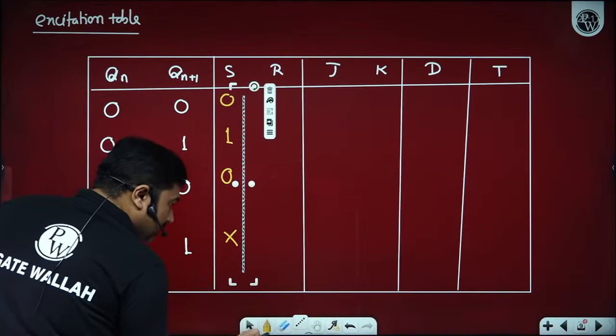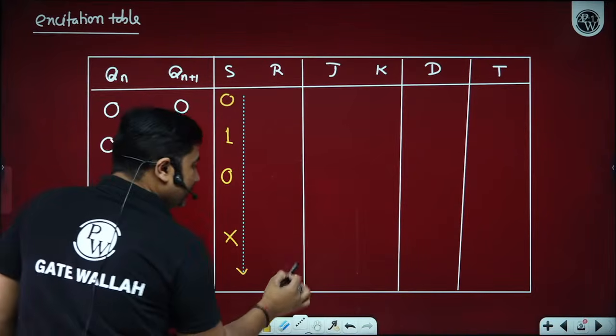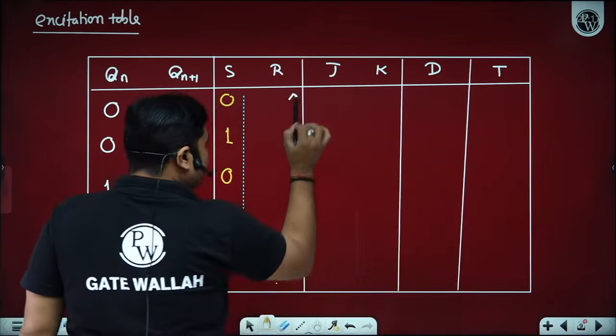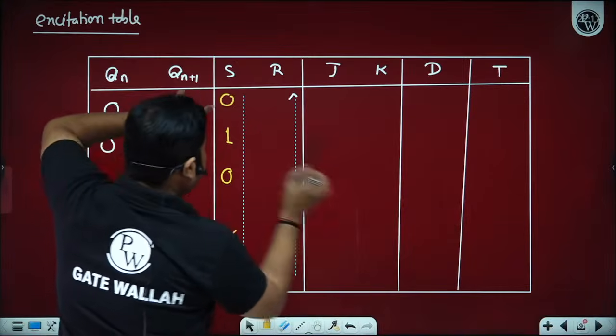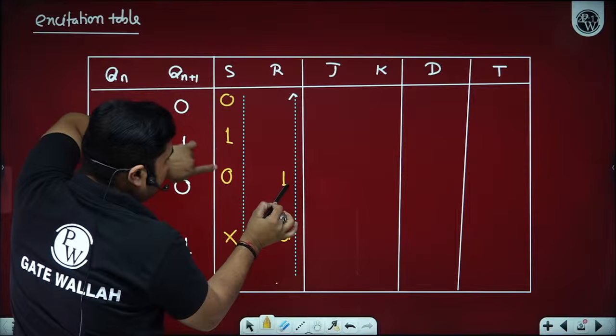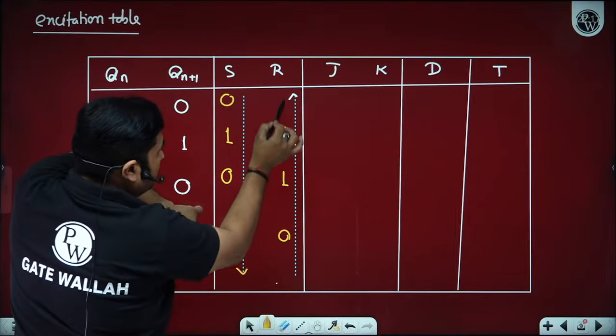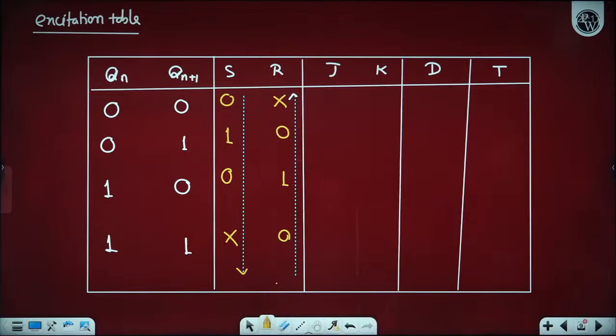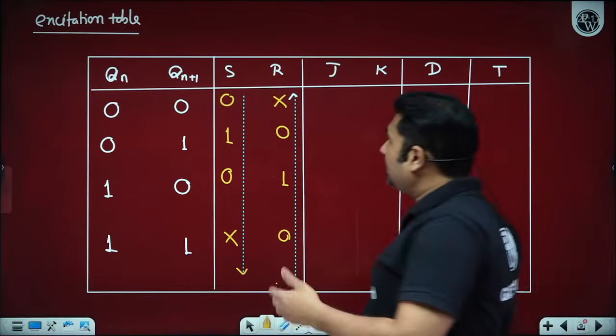Yes, sir. Now just reverse this to have R. So when I reverse, this 0 will come here, this 1 will come here, this 0 will come here, and this don't care will come here. That's all. Now we have an excitation table of the SR flip-flop. Come back to the JK.